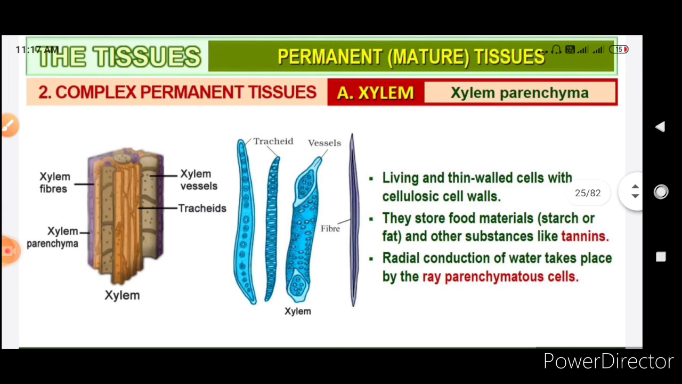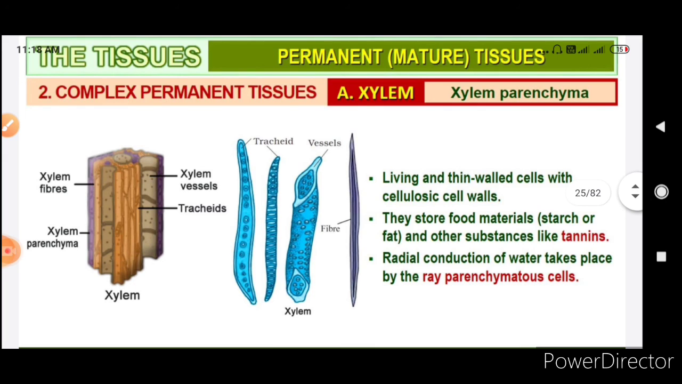Now when we come to the xylem parenchyma, parenchyma means living cells. Somewhat photosynthesis and somewhat food should be formed in a particular tissue, so this is done by the xylem parenchyma. These are living and thin-walled cells with cellulosic cell walls. They store food materials like starch and fat and other substances like tannins, and radial conduction of water takes place by the ray parenchymatous cells, which we also call ray florets.